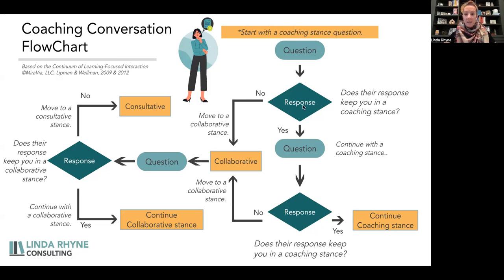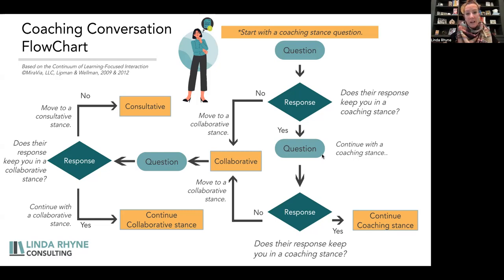If the answer is yes, then you're going to continue with maybe another follow up question or another type of coaching tool that you want to use to pull out of them what they already have and help them tap into what they're working with. Then you might ask yourself again, does their response keep me in that coaching stance? And you would be able to continue to keep your conversation flowing. After each question, you're going to ask yourself, am I staying in this coaching stance? Does their response keep me here? And you can just keep flowing with that.